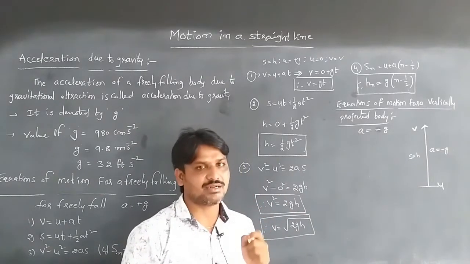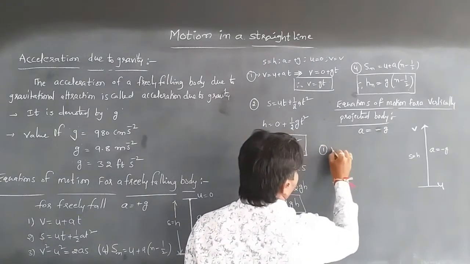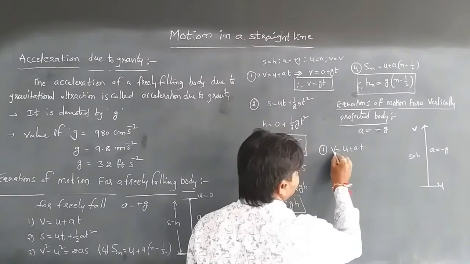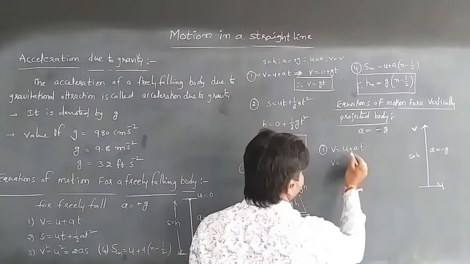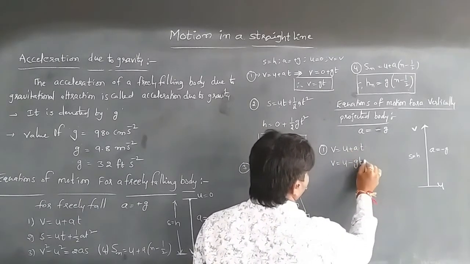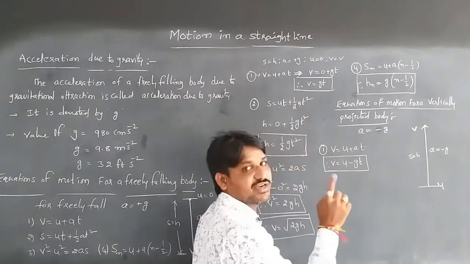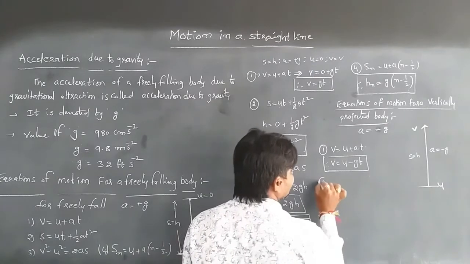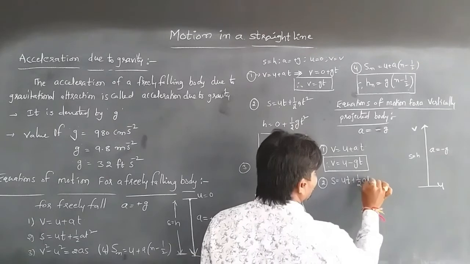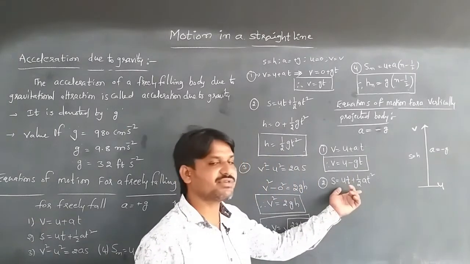the air resistance. So here the first equation of motion is V is equal to U plus AT. Here V is the final velocity, U is the initial velocity, and A is equal to minus G, so V is equal to U minus GT. This is the first equation of motion whenever the body is projected vertically upwards. And the second one is S is equal to UT plus half AT square.